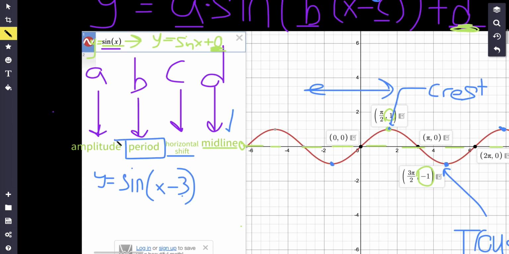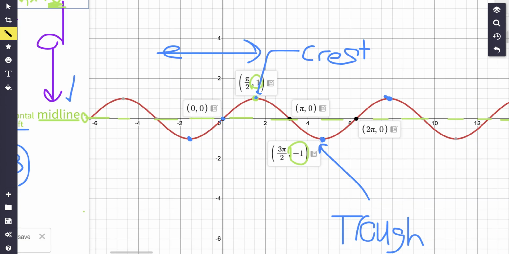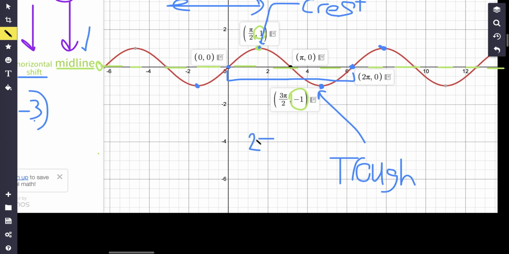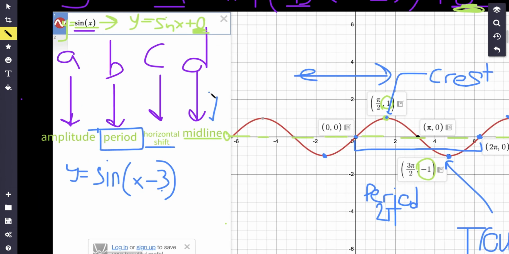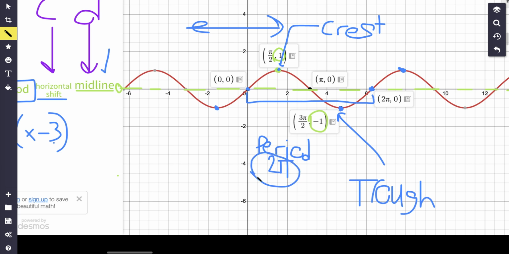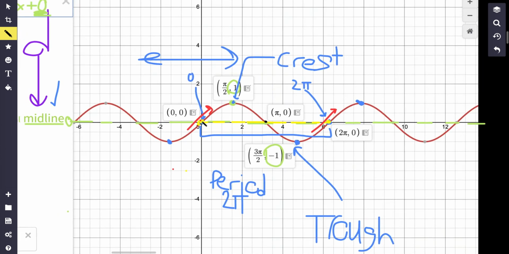Period. What is the period of a graph? Now, let me just tell you that the period for a sine function, for y is equal to sine of x, is equal to 2 pi. All right, it's equal to 2 pi. Period is basically how long it takes for the function to go up and down and back up to that original point. Our original point is (0, 0).